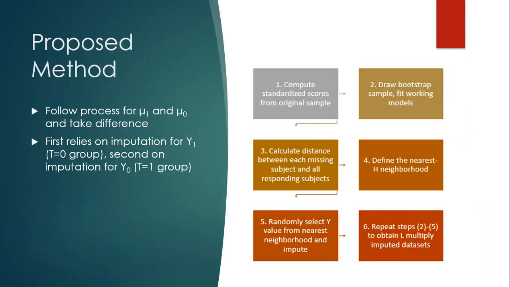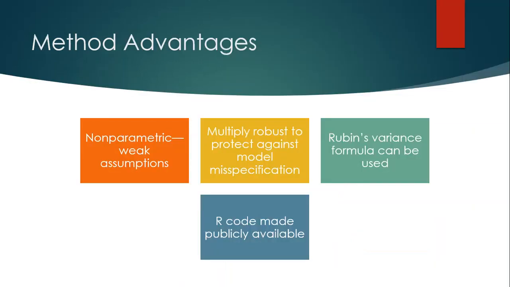So now the proposed method. We're going to follow this process for mu1 and for mu0 and then take the difference. So it involves first computing standardized scores and drawing a bootstrap sample where we fit the working models. Then we calculate distance between each missing subject and all responding subjects. Fourth, define the nearest H neighborhood. And fifth, randomly select a Y value from the nearest neighborhood and impute. And then finally, repeat steps 2 through 5 to obtain L multiply imputed data sets.